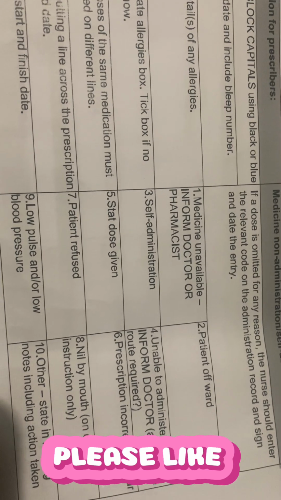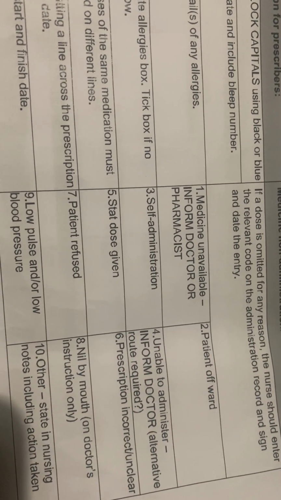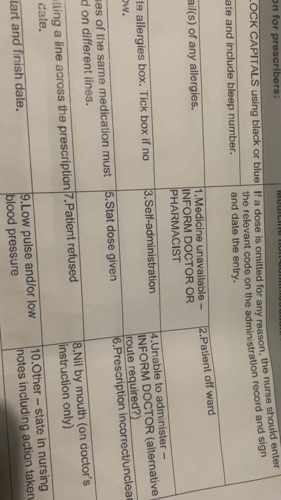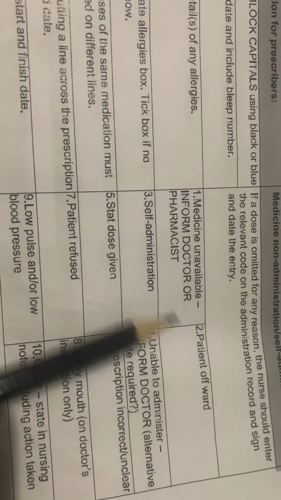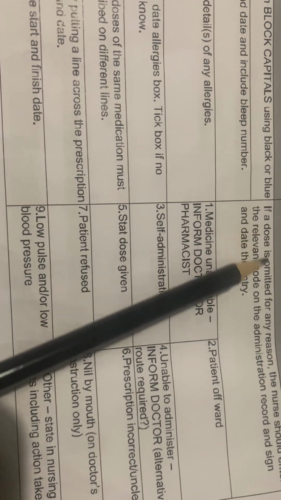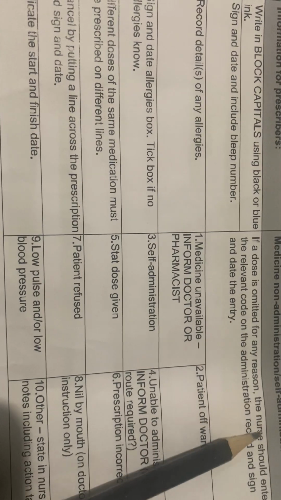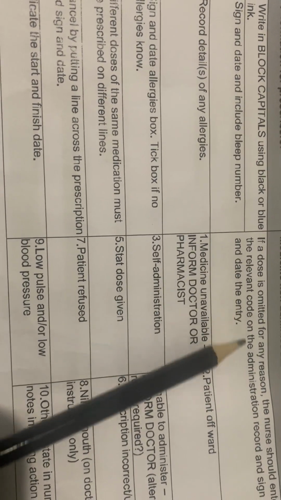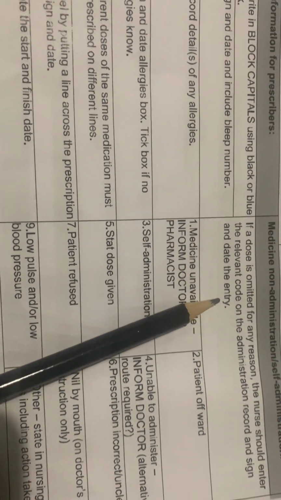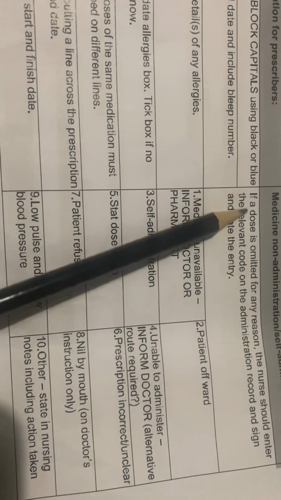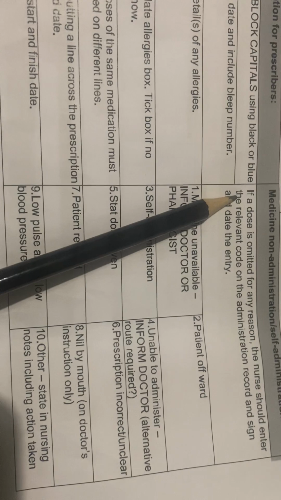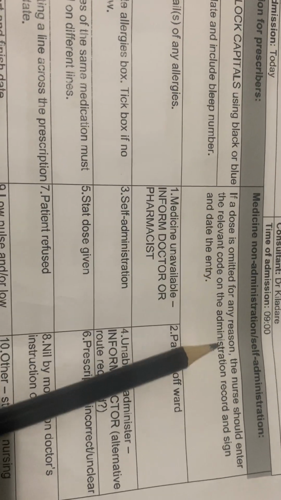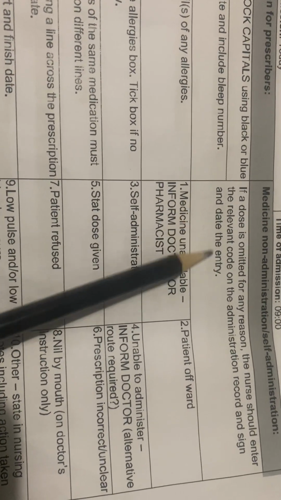So guys, let's see what our implementation booklet says about coding. Under page 1, the place you are going to see once-only medication, that is where it is. Now it says that if a dose is omitted for any reason, the nurse should enter the relevant code on the administration record and sign and date the entry.